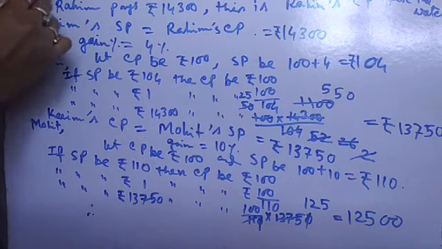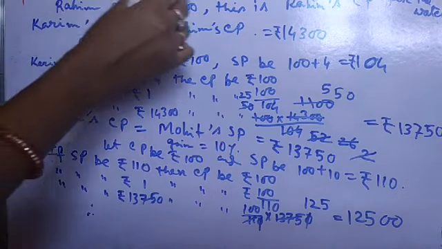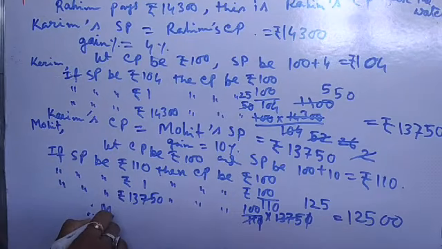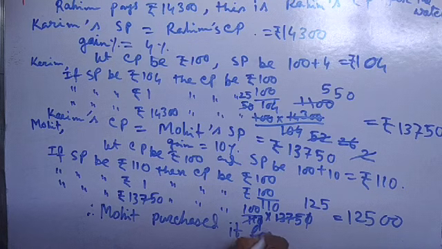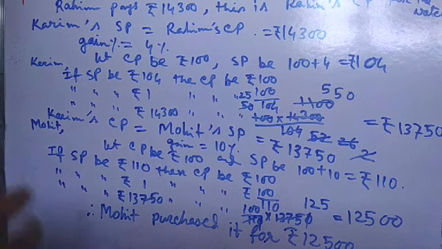so therefore for how much did Mohit purchase it? Mohit purchased it for rupees 12,500. Then this sum is finished now. So at last finally we have found out CP of the watch for Mohit.